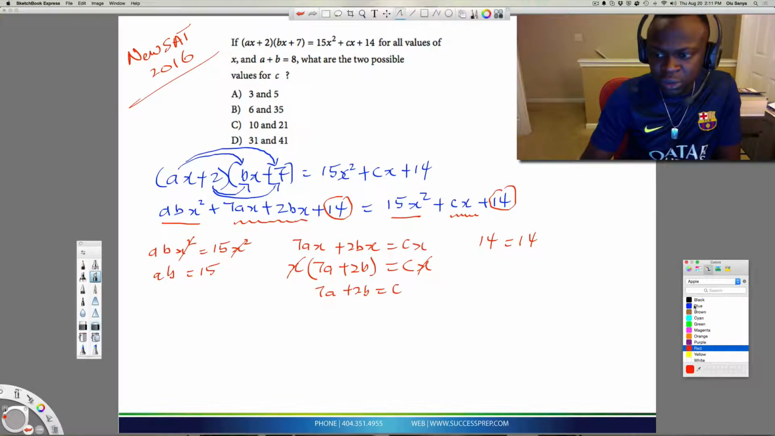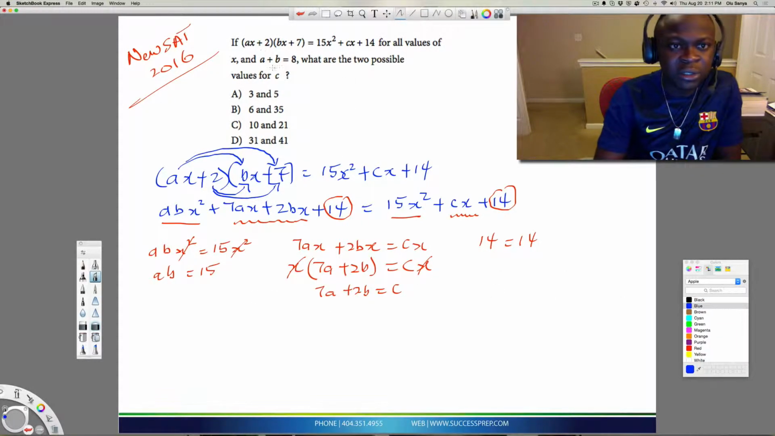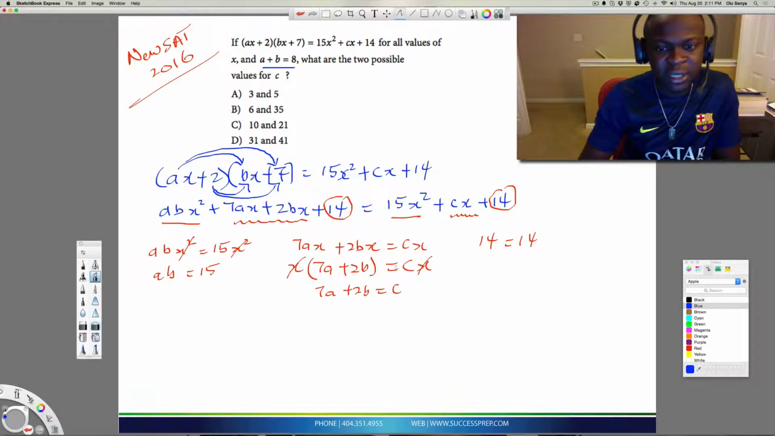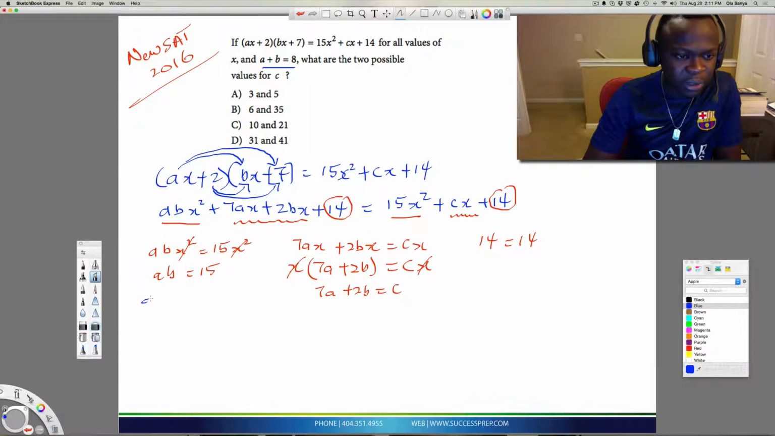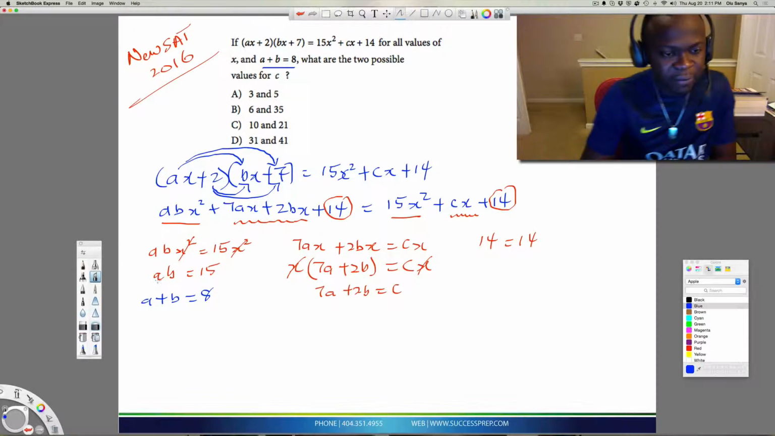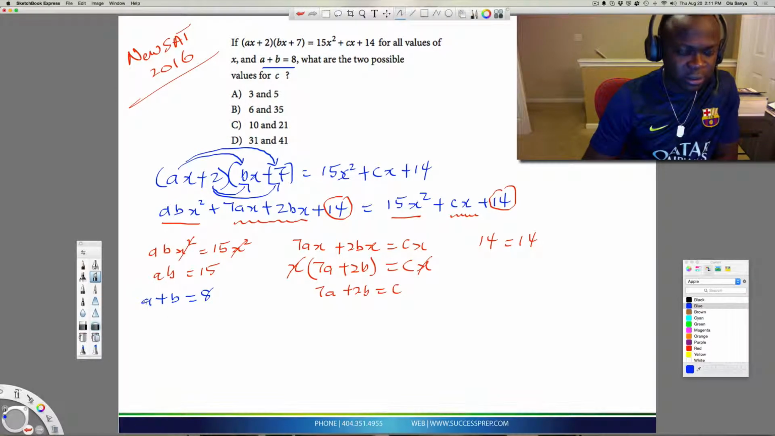Now the question tells us something interesting. It does say that a plus b is 8, a plus b is 8. So how about we put that right with this guy? The reason is because in math, if you have two unknowns, a and b, you need two equations to figure out what a and b would be. And we can do that here. So how about we go ahead for this top one? Well, actually, this bottom one probably is even easier.